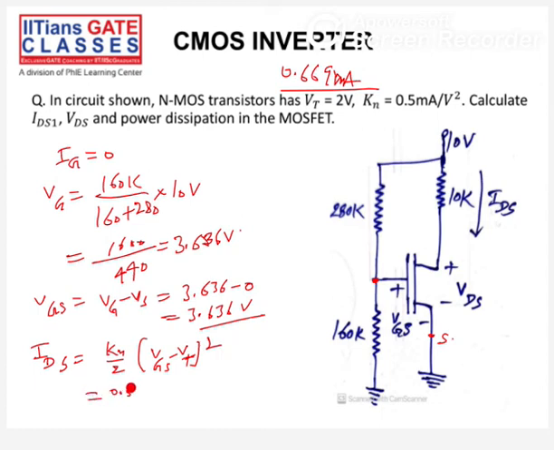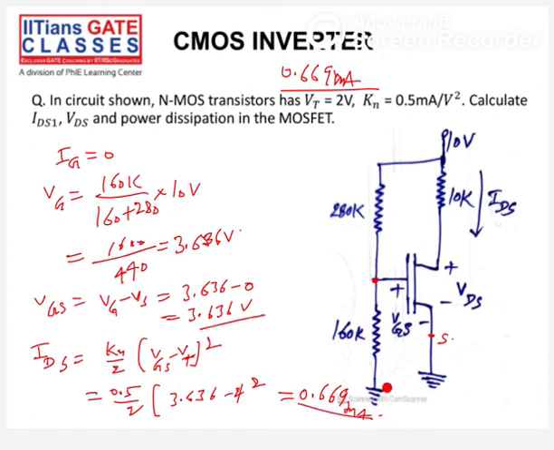Calculate 0.5 by 2, into (3.636 minus 2) whole square. So from this, if we calculate the final value, 0.669 milliamps. This is the correct answer.